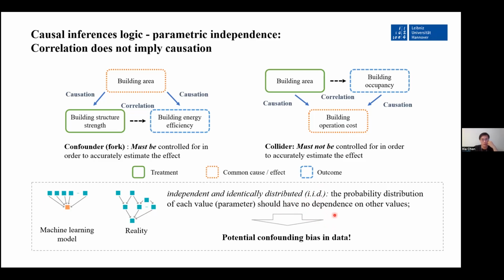And such examples can be easily found not only in the design process, but also in the general building engineering domain. Say we want to dimension a building energy system, and there are some features, and we can easily find some causation between the indoor temperature, outdoor temperature, building occupancy, such examples.